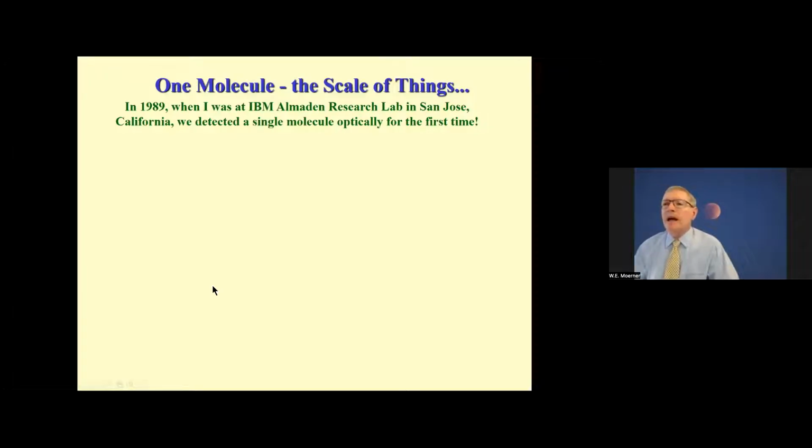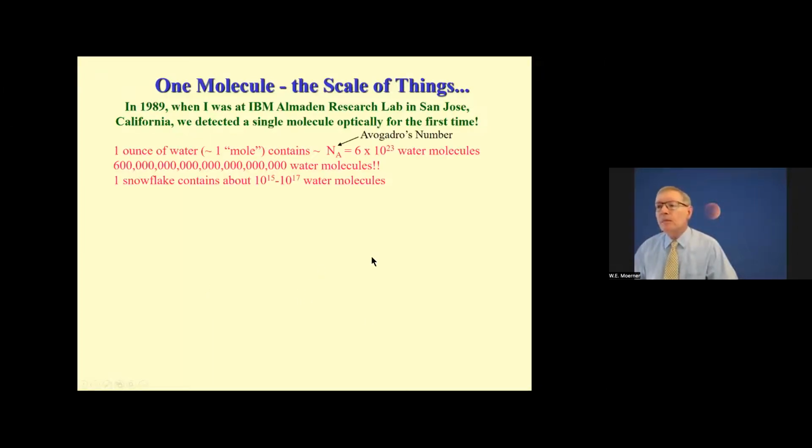Now, let's step back for a moment, thinking about one molecule. If you can detect one molecule, what does that really mean? Here I'm connecting to a broader audience and the background of maybe different students listening today. So let's get the scale straight.